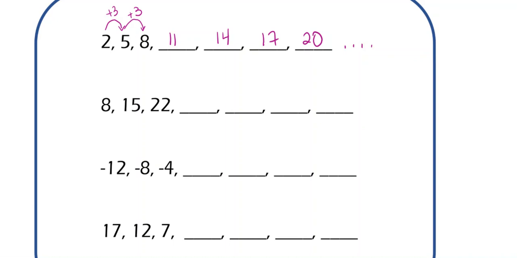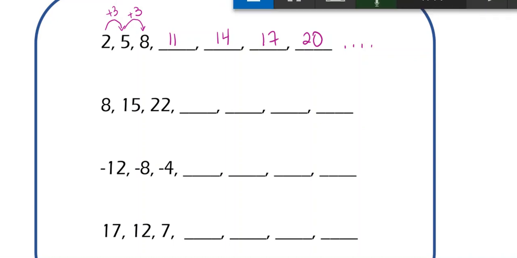So if we take a look at the second one, again, just looking at what's happening as you go from one number to the next. In this case, we're going up by 7 in each case. So we're going to keep that pattern going, and our next one will be 29, 36, 43, and then 50. And then once again, this will continue.